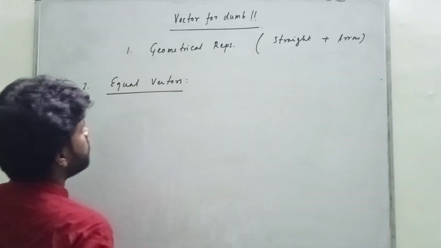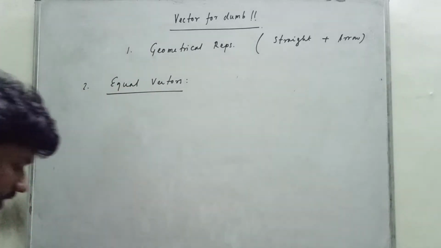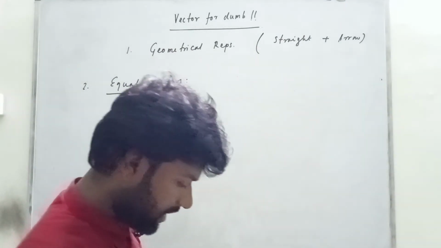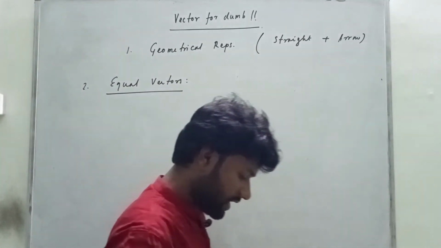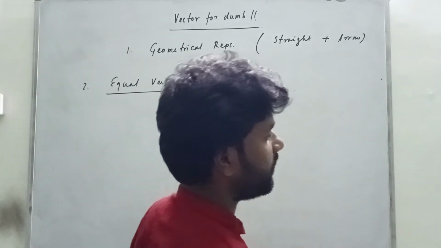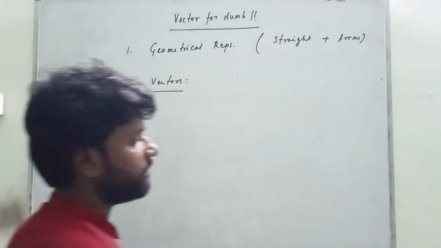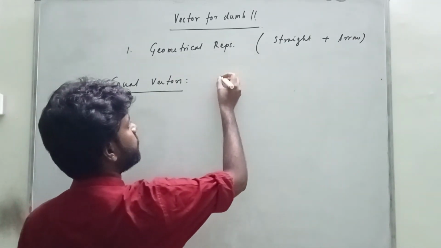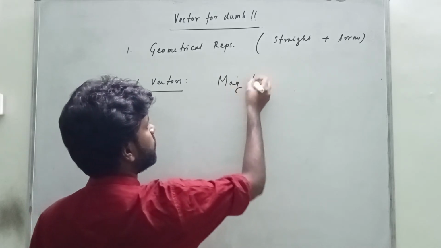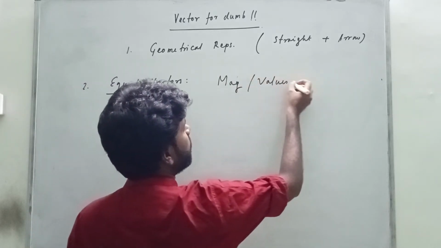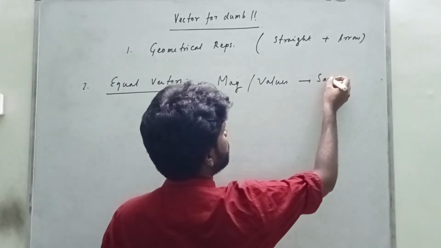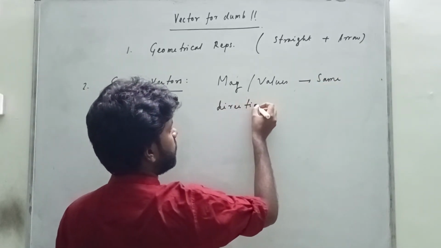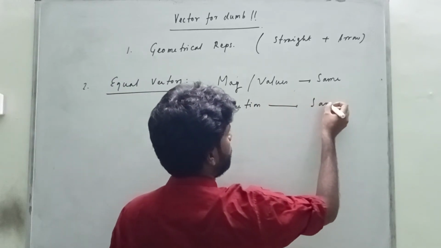Right. So equal vectors means two or three vectors are equal if the magnitude as well as the directions of these vectors are the same, right? The magnitude, or the values, will be the same, as well as the directions.